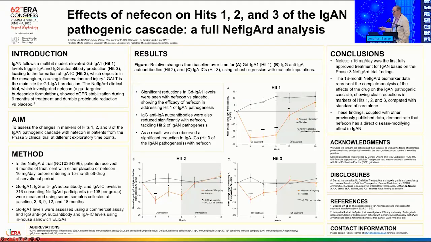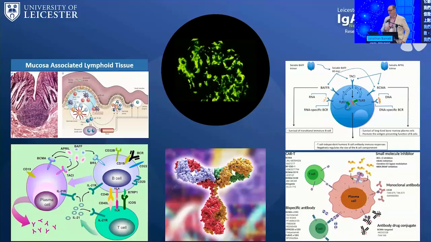So here's some data we presented at the ERA this year, where we looked at the entire NefIgArd cohort. And what you can see is that targeting the mucosal immune system of the gut reduces those Gd-IgA1 molecules, reduces the antibody that recognizes the Gd-IgA1, and reduces the level of immune complexes. So targeting the whole mucosal microenvironment is capable of targeting pathogenic IgA.